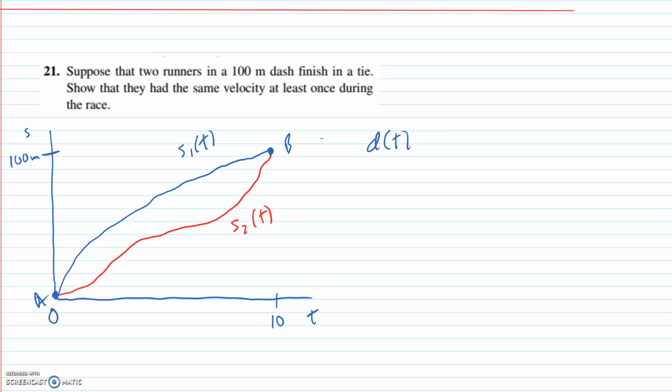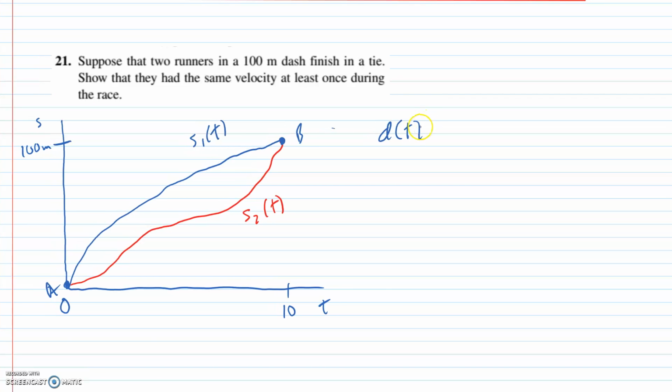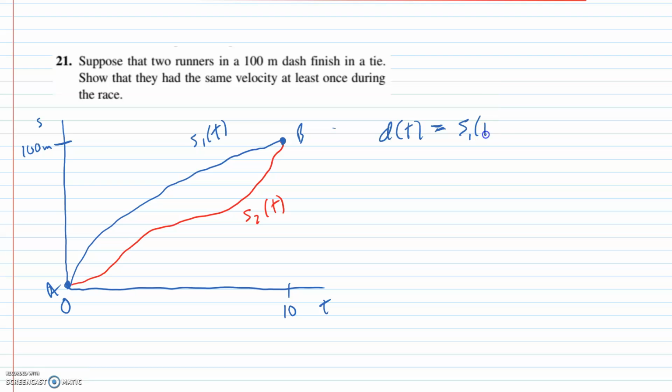Okay, so the key to solving this problem is I'm going to create a new function, D of t. I'm going to call it the distance function, and it's going to represent the distance between the runners as they race. And so this distance function, D of t, is going to equal S sub 1 of t, the position of the first runner, minus S sub 2 of t, the position of the second runner. And so the difference in position will represent the distance between the runners.